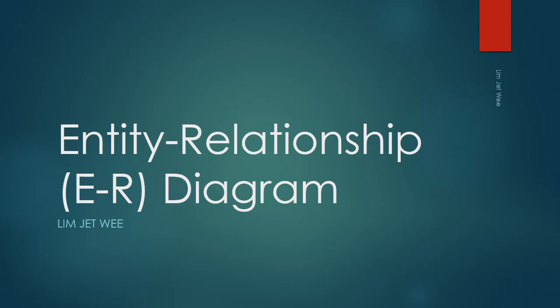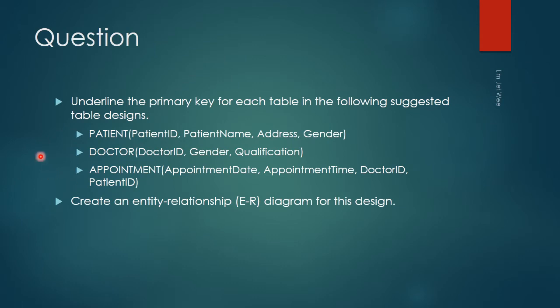Okay, we are going to look into the entity relationship diagram inside our database. And this is the question. We are supposed to underline the primary key for each of these tables. So you have a patient table, then you have a doctor table and an appointment table. And after that, you are supposed to create an entity relationship diagram for this particular design.